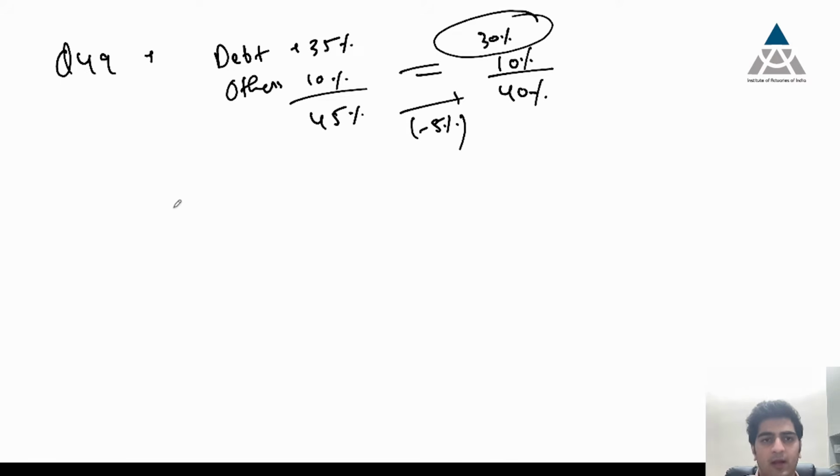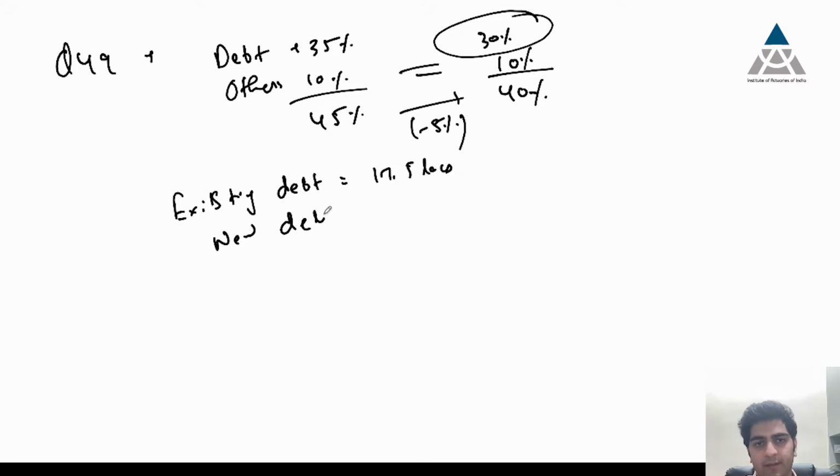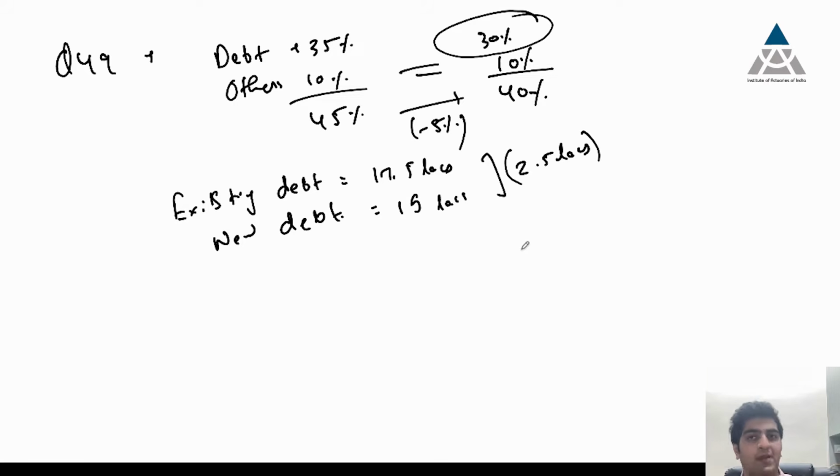So what do we mean by that? That existing debt investment is 17.5 lakhs. We just calculated above. What we are saying is we want to reduce it to 30%. So new debt investment or new debt will be 30% of 50 lakhs. That's 15 lakhs. So from 17.5 lakhs, we want to bring this down to 15 lakhs, which means we will reduce it by 2.5 lakhs. So the difference or the amount we will sell in debt is 2.5 lakhs.